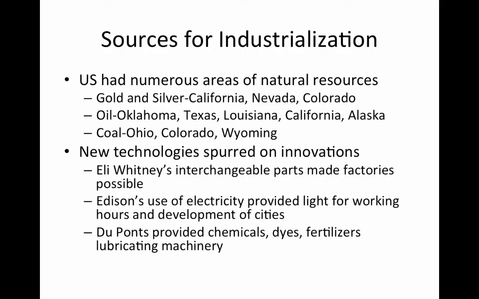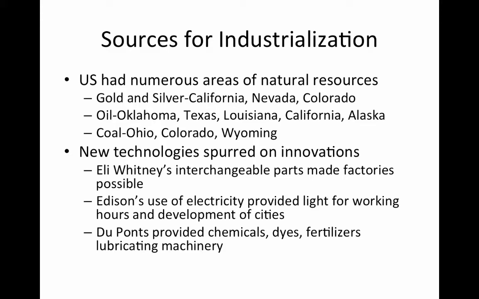The sources for industrialization. The United States had numerous areas of natural resources. For example, in California, Nevada, and Colorado, there was gold and silver. In Oklahoma, Texas, Louisiana, California, and Alaska, there was plenty of oil. And in Ohio, Colorado, and Wyoming, there was coal. These forms of energy formed the basis for the ability for an industrial revolution in the United States.